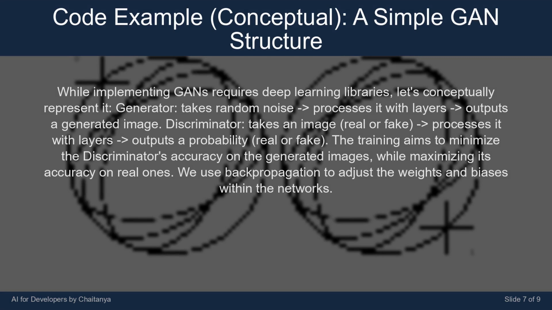Generator takes random noise, processes it with layers, and outputs a generated image. Discriminator takes an image, real or fake, processes it with layers, and outputs a probability, real or fake. The training aims to minimize the discriminator's accuracy on the generated images, while maximizing its accuracy on real ones. We use backpropagation to adjust the weights and biases within the networks.